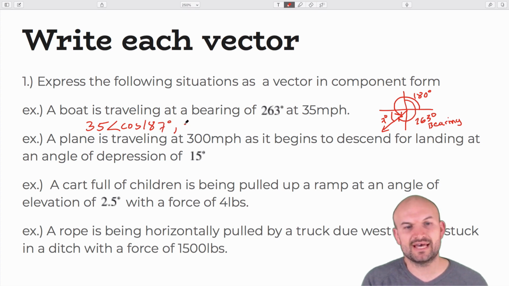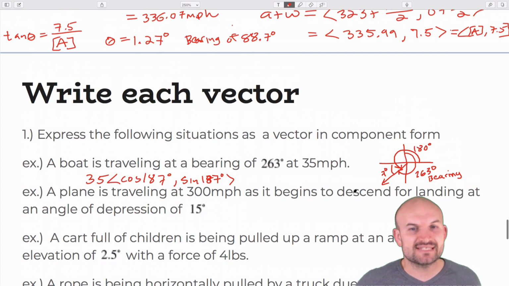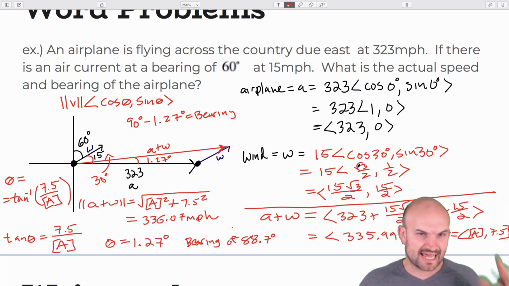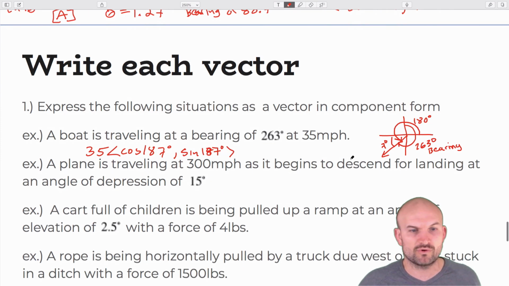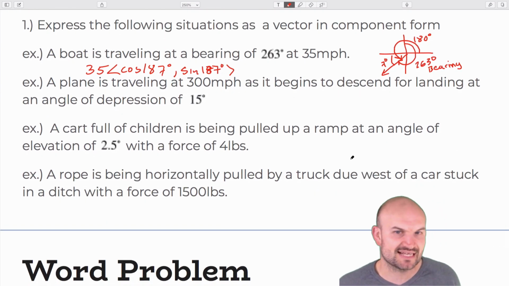187 degrees, and then the sine of 187 degrees. And again, I didn't want students to actually solve this. I just wanted them to practice setting up the equation. You can see when I did the word problem, that's the first thing I did, right? I found the vector for the airplane, and then I found the vector for the wind. So it's a really important thing to be able to take from the word problem what your vectors are going to be.